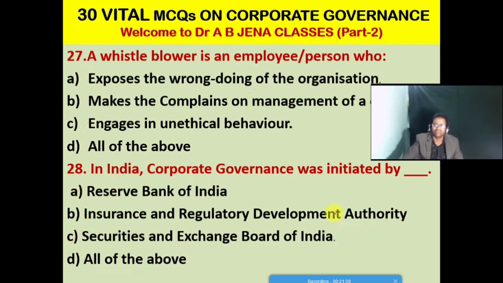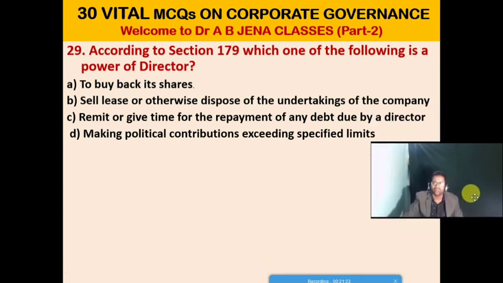Yes. So next one MCQ. According to section 179, which one of the following is a power of a director? A, it's to buy back its shares. B, it's to sell, lease or otherwise dispose of the undertakings of the company. C, it's to remit or give time for the repayment of any debt due by a director. D, it's making the political contribution exceeding the specified limit.